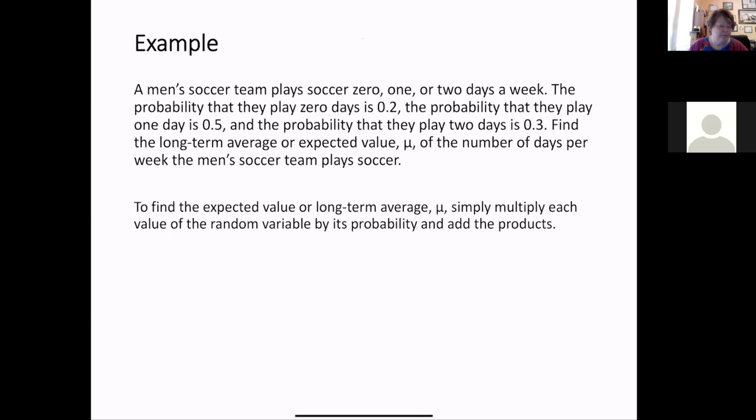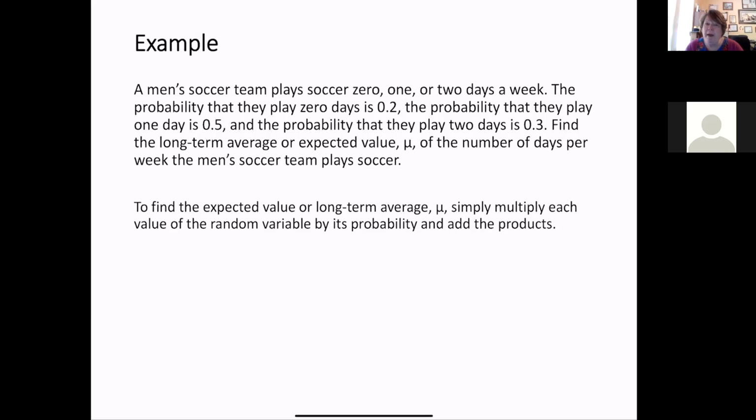So let's do an example. A men's soccer team plays soccer 0, 1, or 2 days a week. The probability that they play 0 days is 0.2. So 20% of the time they don't play at all during the week. The probability that they play 1 day is 0.5. So 50% of the time they play 1 day. The probability that they play 2 days is 0.3. So 30% of the time they play 2 days a week.